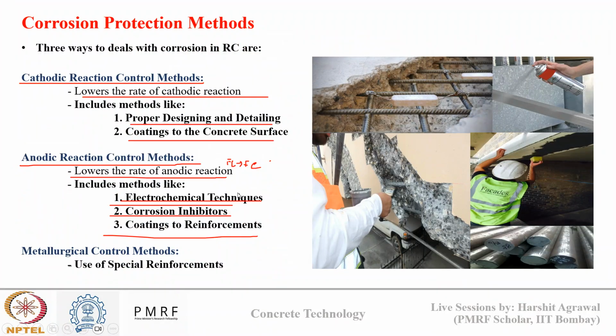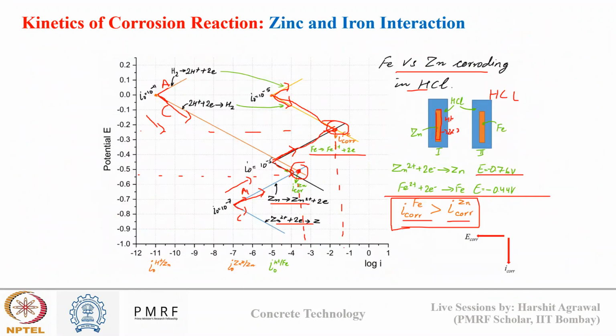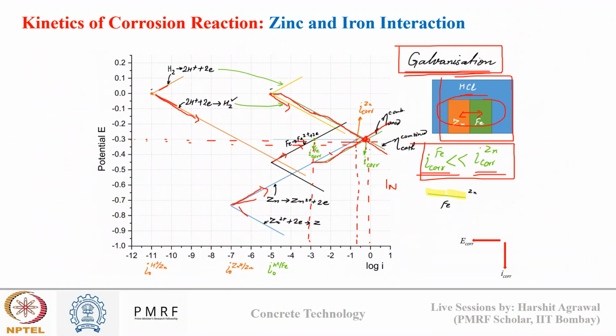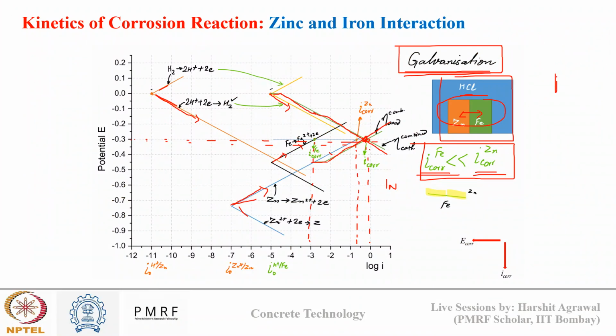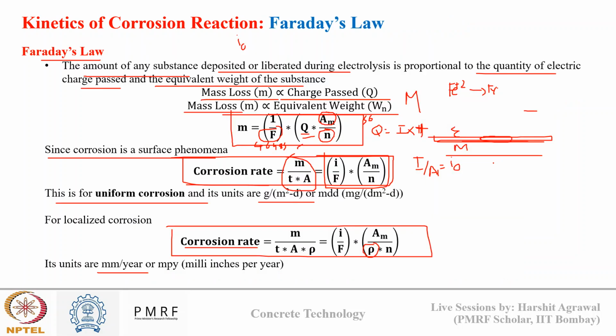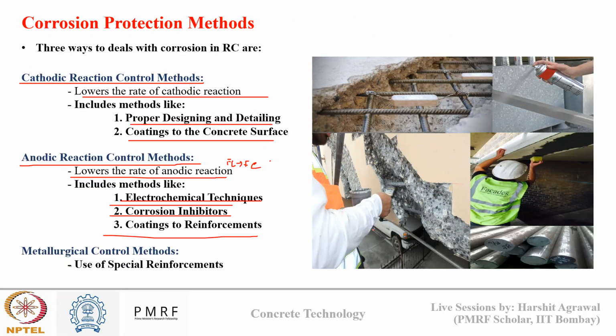And in electrochemical technique, we have sacrificial anode cathodic protection, just like we saw here, galvanization. So this is also kind of sacrificial anode protection. So what happens when we galvanize a steel, when we connect a steel rebar with a zinc bar? Instead of iron, zinc will corrode because it has a higher corrosion tendency when it is connected to iron. So iron is getting protected and zinc is getting corroded. So this is known as sacrificial anode cathodic protection. Okay, so that is also one type of electrochemical technique which can reduce the rate of anodic reaction.